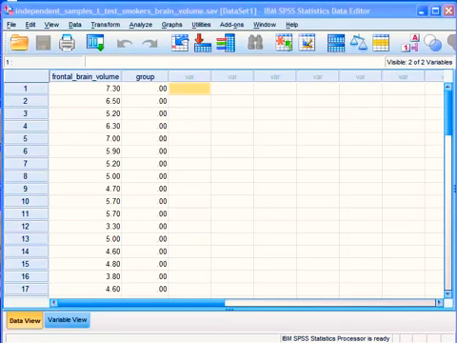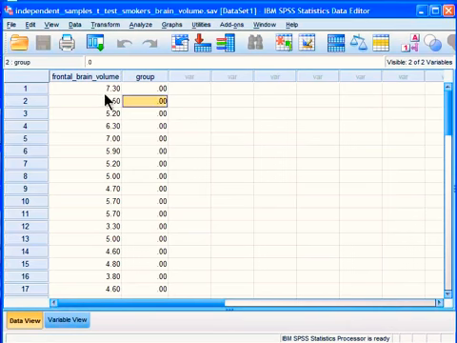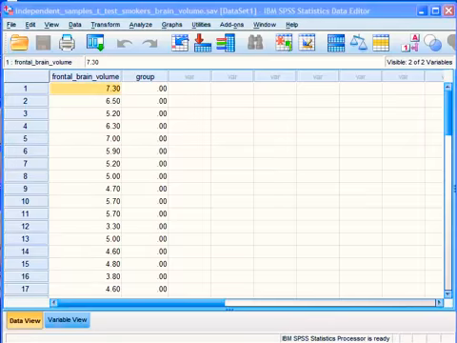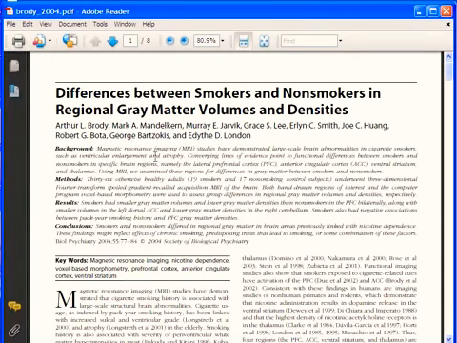Today's video I'm going to be demonstrating how to perform an independent groups t-test, or a t-test for independent samples. I've got data that are simulated from an actual study that was published in 2004 by Brody et al. What Brody et al. examined was brain sizes between smokers and non-smokers.